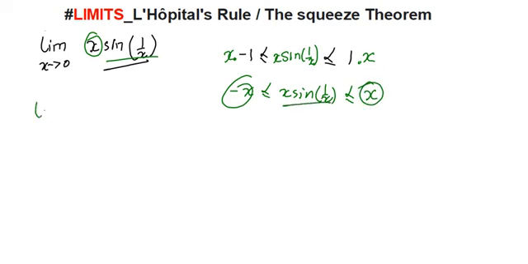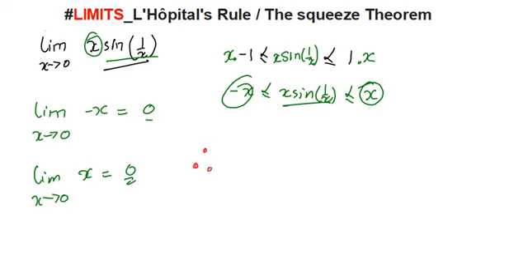So you say the limit as x approaches 0 of minus x is equal to something, and the limit as x approaches 0 of positive x is also equal to something. Here it's just a matter of replacing. When you place 0, this will be equal to 0, and this is also equal to 0. Therefore, the limit as x approaches 0 of the function x sine 1 over x is also equal to 0. And there you got your answer.